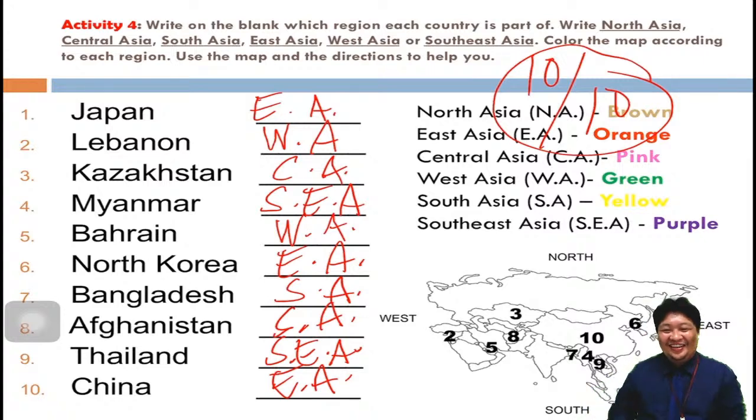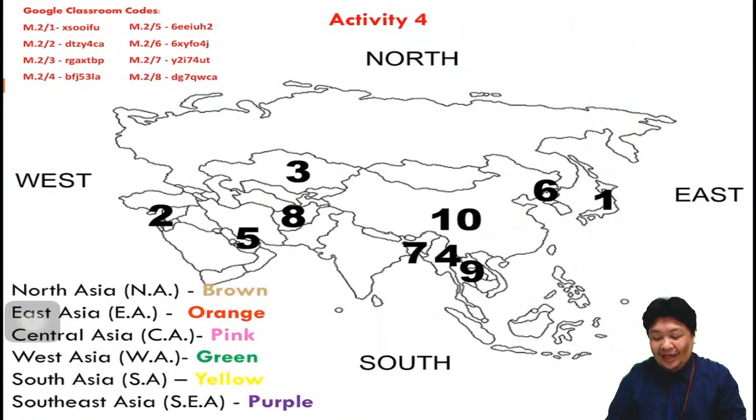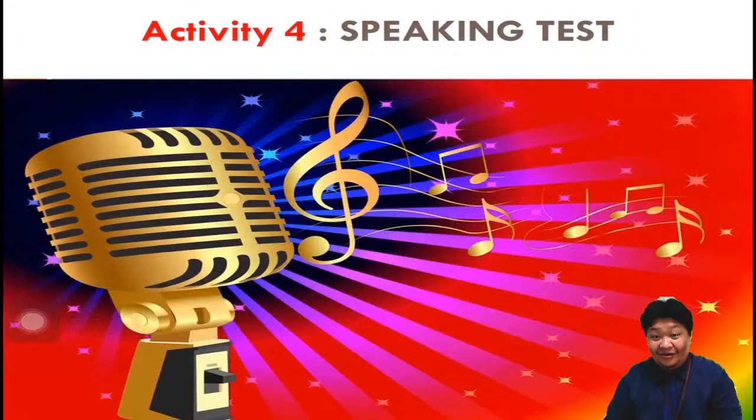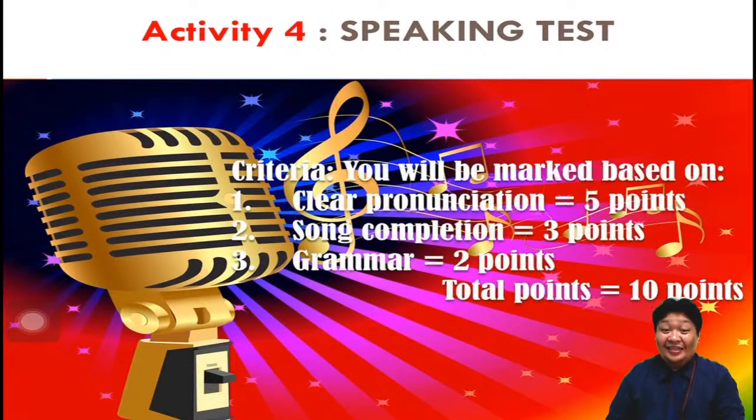Okay, very good. So let's move now to the past lessons that we had. A reminder, the speaking test. Again, for the worksheet, for the speaking test, there are 3 criteria. Clear pronunciation, 5 points. Song completion, 3 points. Grammar, 2 points, for the total of 10 points.